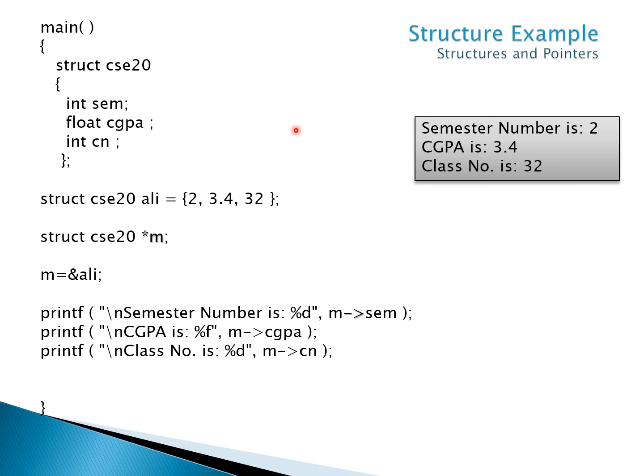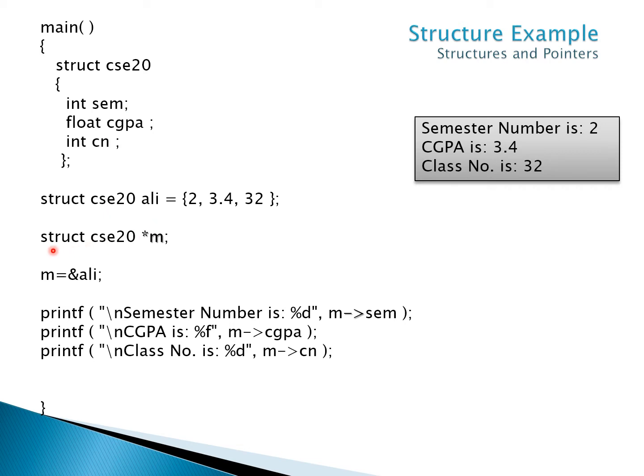In this example, we will demonstrate how to use pointer for structures. So the same structure, the one we use in the previous example, CSC20, and these are the members of the structure. And the name of the variable is Ali, and the values are 2, 3.4, and 32. 32 will go to CN, 3.4 will go to CGPA, and 2 will go to the semester number. And the name of the variable is Ali, and the type of this variable is CSC20, which is a structure. This is the type, this is the definition.